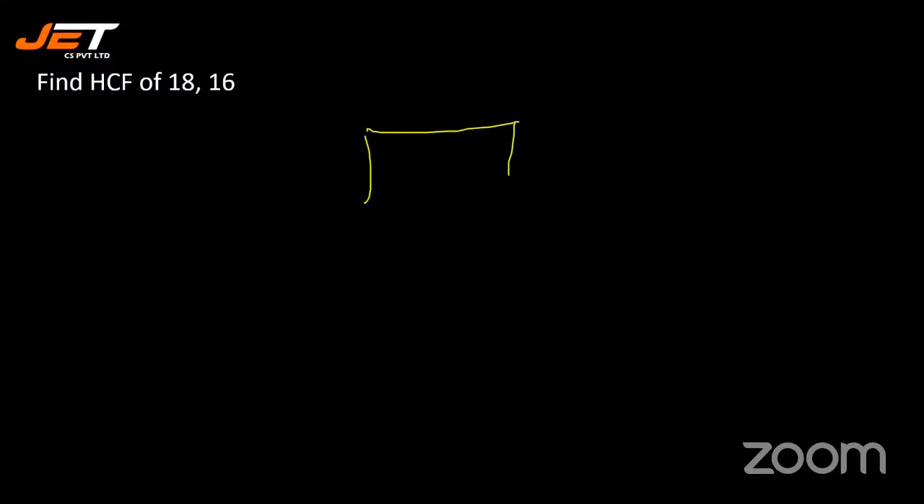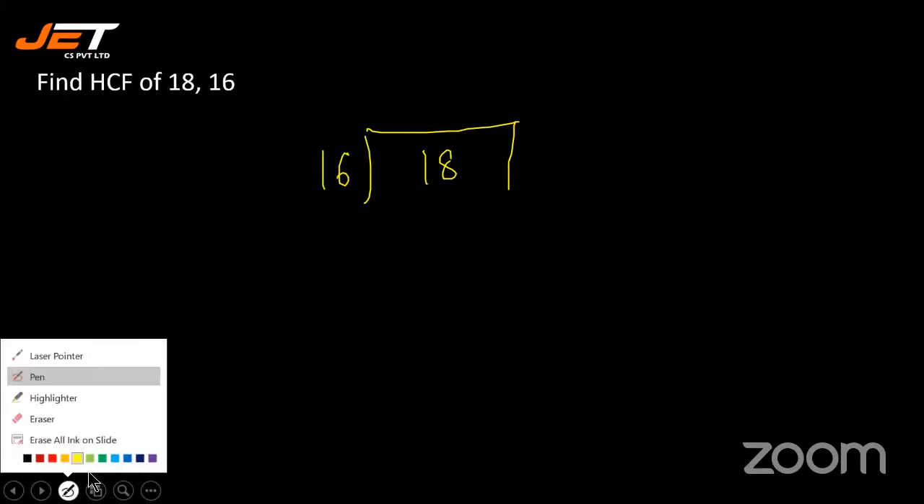Let's do one more question. 18 and 16. Earlier it was 6 and 16. Now 18 and 16. Come on, come on. Over here, I know 18 is greater, so that will be the dividend. 16 is smaller, so that will be the divisor.